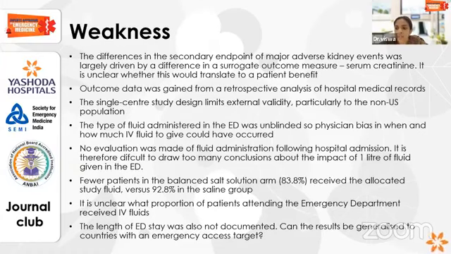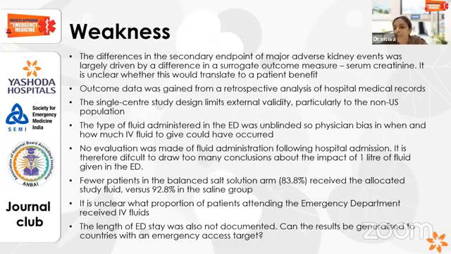Coming to the weakness of the study, the difference in the secondary endpoint of major adverse kidney events was largely driven by difference in the surrogate outcome measure, serum creatinine. It is unclear whether this would translate to benefit for the patient. When we assess the secondary outcome coming out of a balanced crystalloid, we were relying on lab parameters such as serum creatinine. The relevance of projecting this onto patient outcome or prognosis is not very clear. That can be pointed out as one weakness of the study.